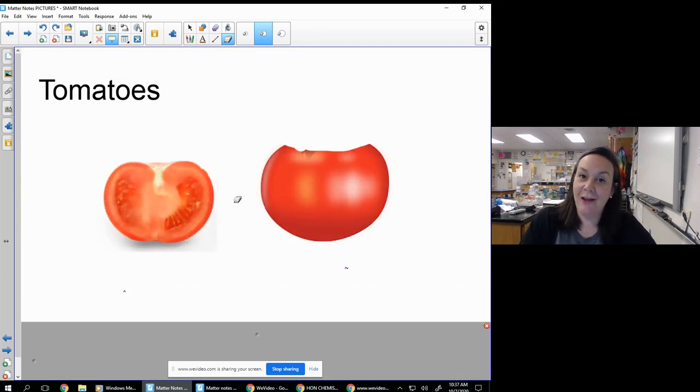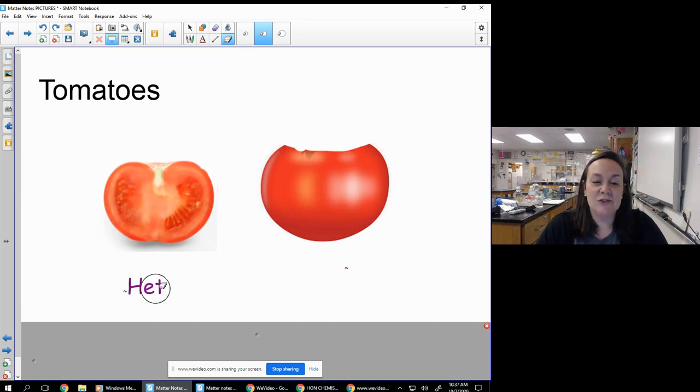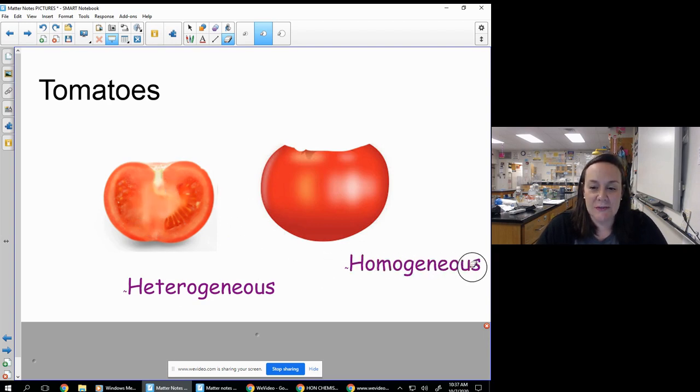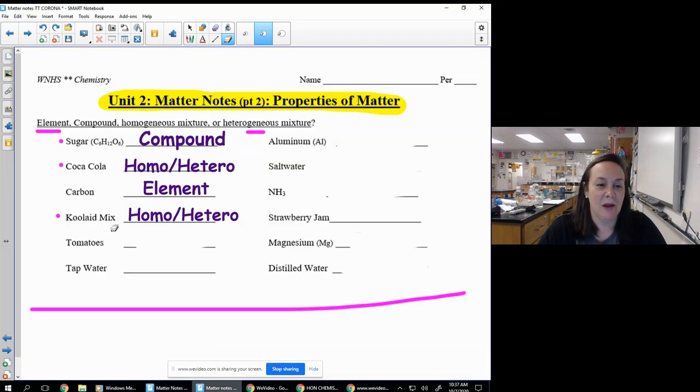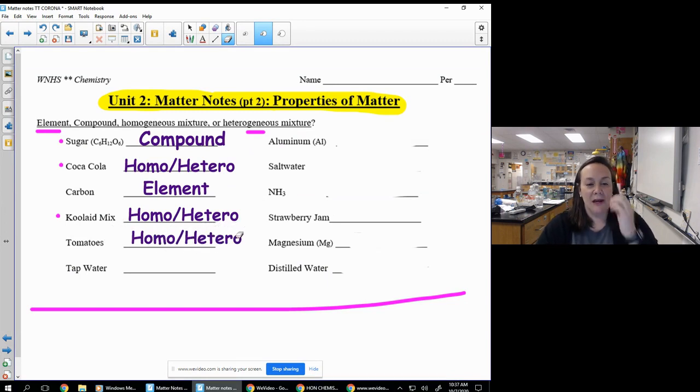So tomatoes are not an element. They're not a compound. They have lots of different things in them. And if you saw pieces and parts to the tomato, like the stem and the flesh and the seeds, you had a heterogeneous mixture. And if you just saw red, you would see a homogeneous mixture. Okay. We're going to save tap water and distilled water for the very end.